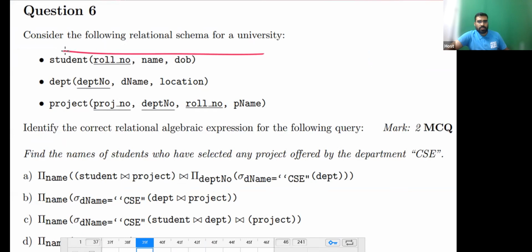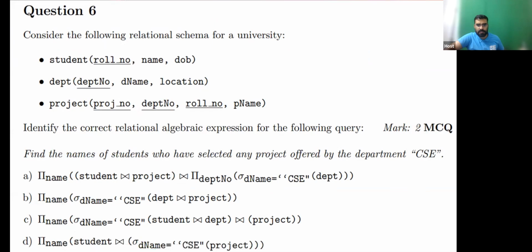Let's see this. A relation schema for a university is given to you, and identify the correct relational algebra expression for the following query: find the names of students who have selected any project offered by department CSE. How many tables do you need for this query? First of all, tell me how many tables you definitely need.